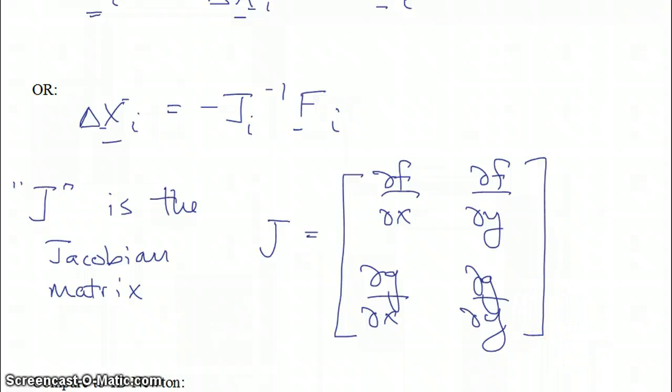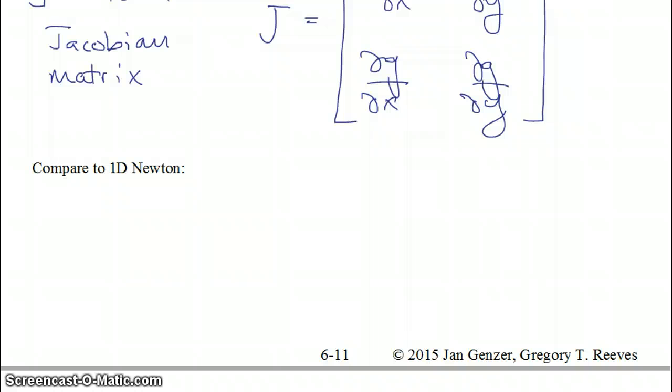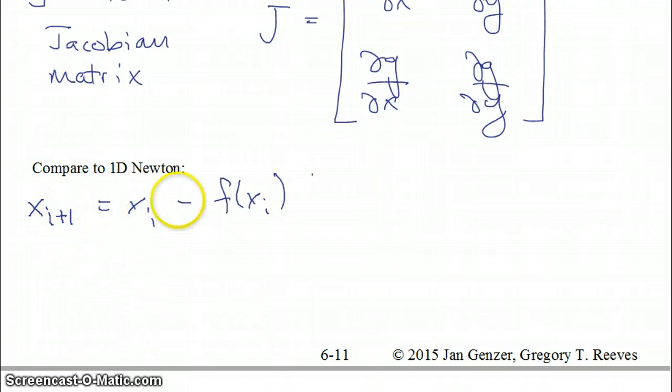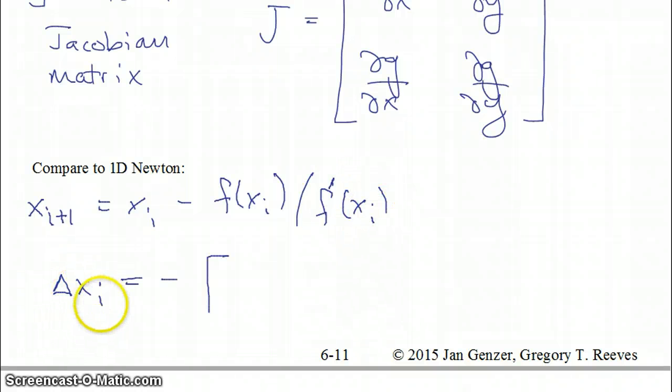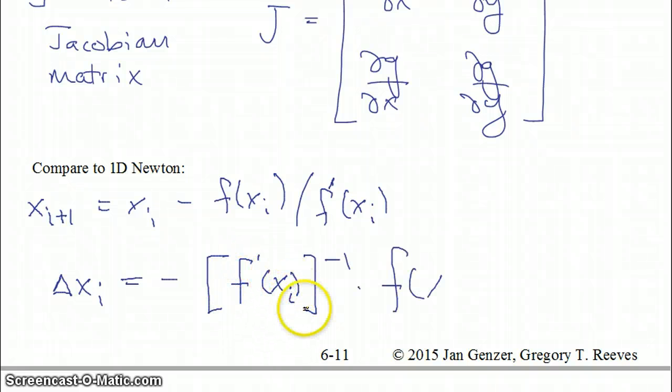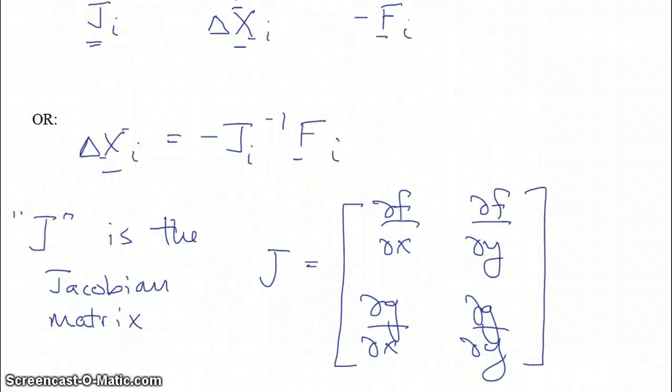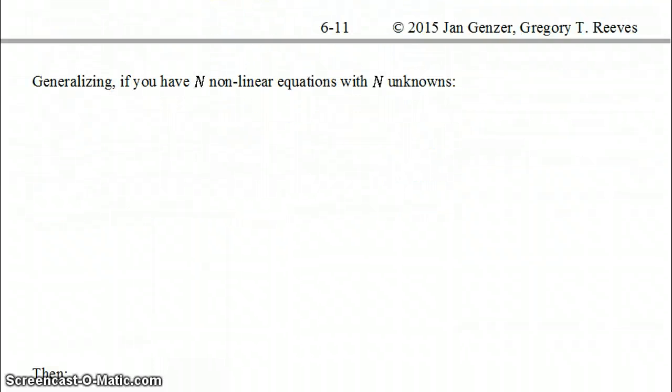Now, to wrap this all up, let's go ahead and compare this to Newton's method in 1 dimension. So Newton's method in 1 dimension, recall, was xi plus 1 equals xi minus f of xi over f prime of xi. Or we could have also written that as delta xi is equal to minus f prime of xi inverse times f of xi. So you see that there is a direct analogy here between the 1 dimension and the 2 dimensions. And of course we can then, after that, expand this to n dimensions.